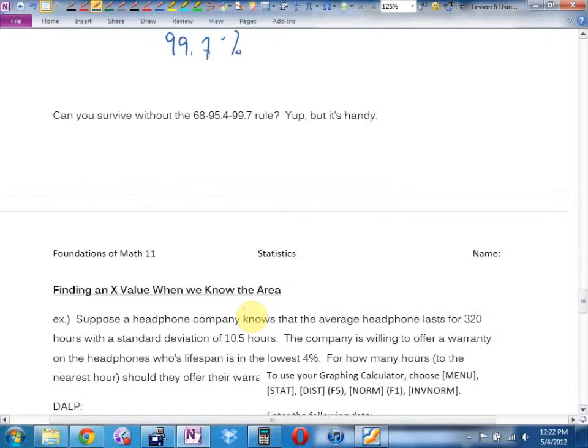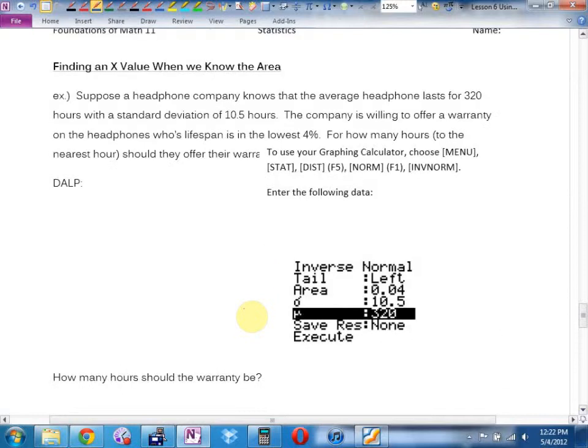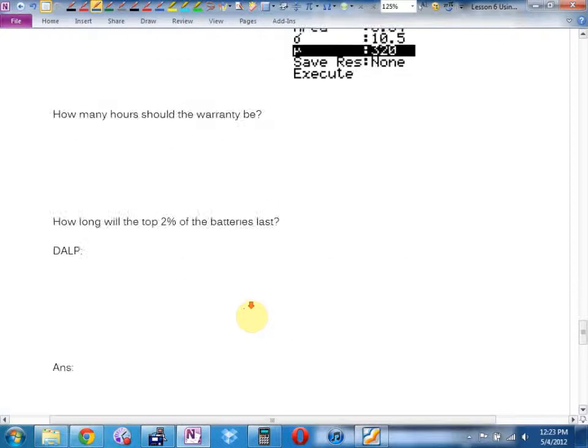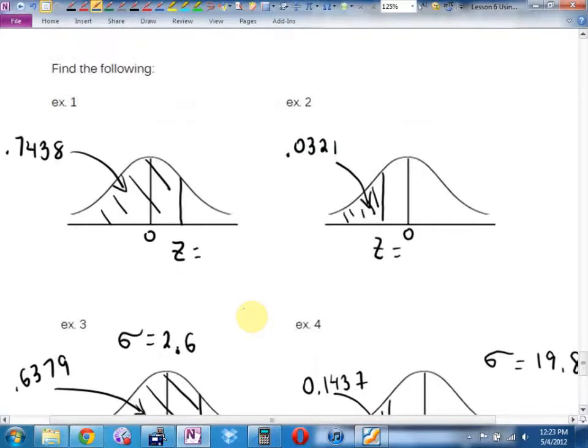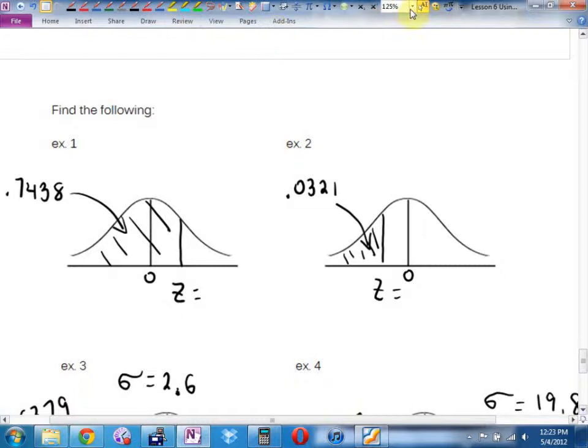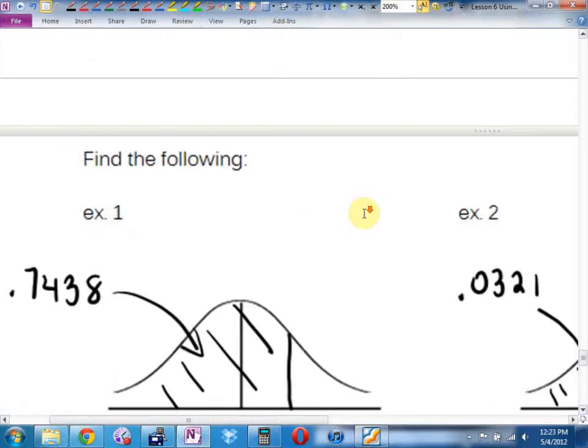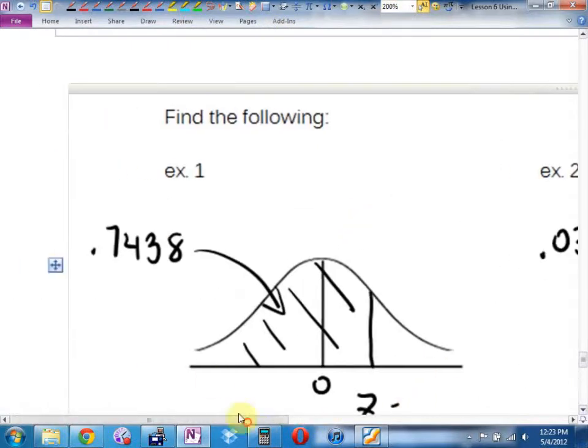Turn the page. Now to today's actual lesson. Finding an x value when we know the area. And I want to come back to this example. I typed this up, and then last night I thought I should have started simpler first. The back of this handout is completely blank. Can you go to the blank page, please? And can you write down this? Find the following. Here's example 1.